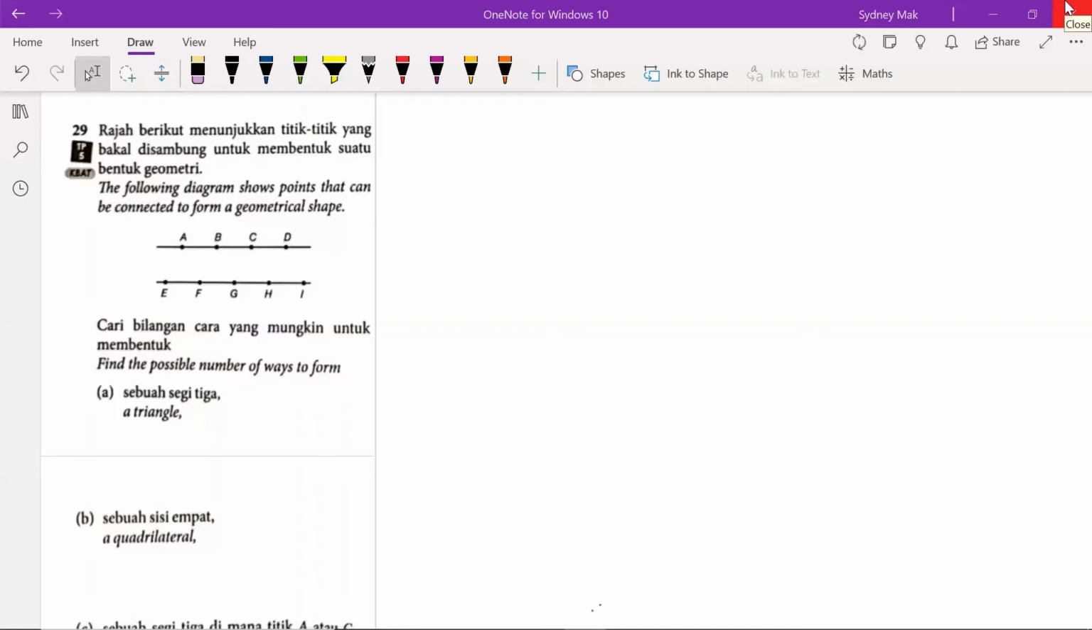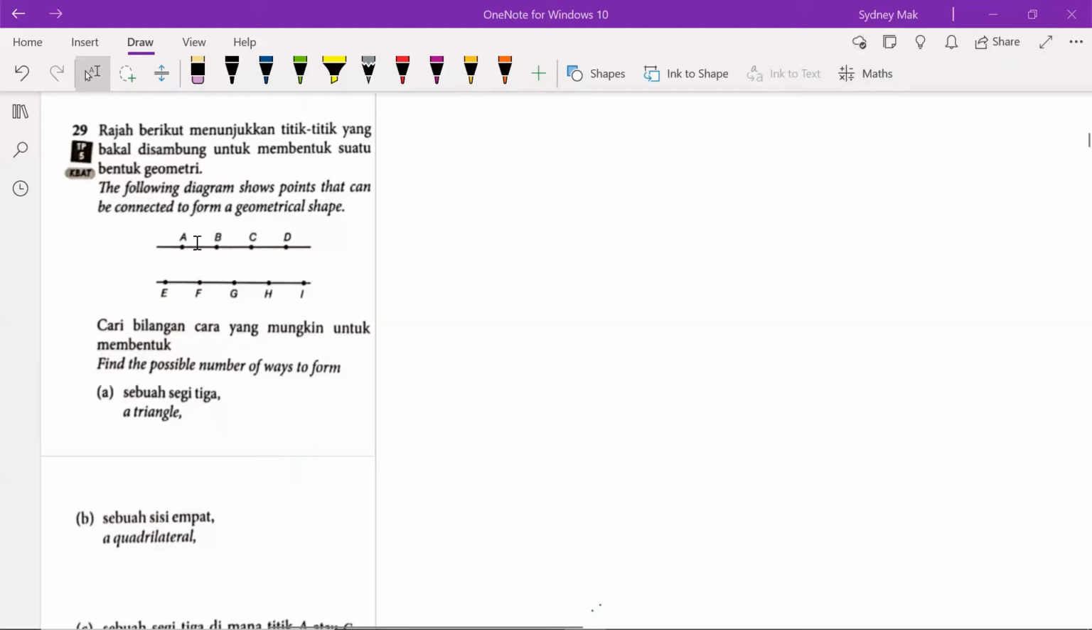Hi everyone, this is Practice Formatif, Chapter 4, question number 29. The following diagram shows points that can be connected to form a geometrical shape. We have to find the possible number of ways to form a triangle. Forming a triangle means we can either join one point with any 2 points from the second line.